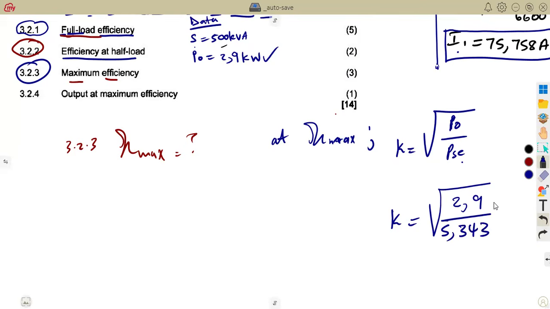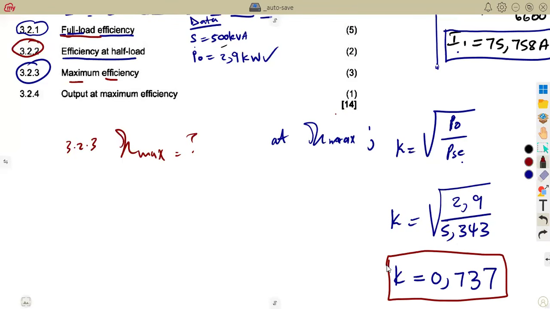5.343. We calculated this one. And this time we want a decimal, not a percentage. It is different from that person which said the percentage. There is just the K that we need, just right as a decimal. It was going to be 0.737 like this. So this is the K that we are going to use at what?